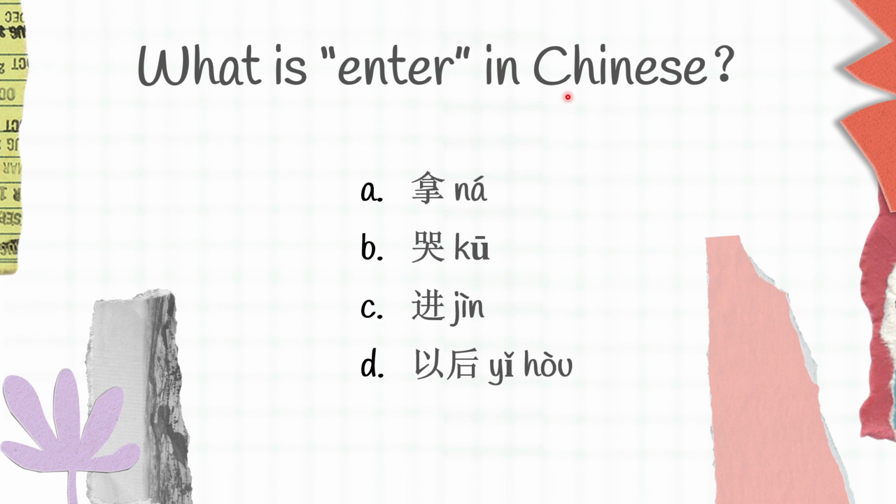What is enter in Chinese? So we have A. 拿 B. 哭 C. 进 and D. 以后. So let's guess which one of them is correct. So 拿 is take, 哭 is cry, 进 is enter, and 以后 is after. So enter in Chinese is 进.